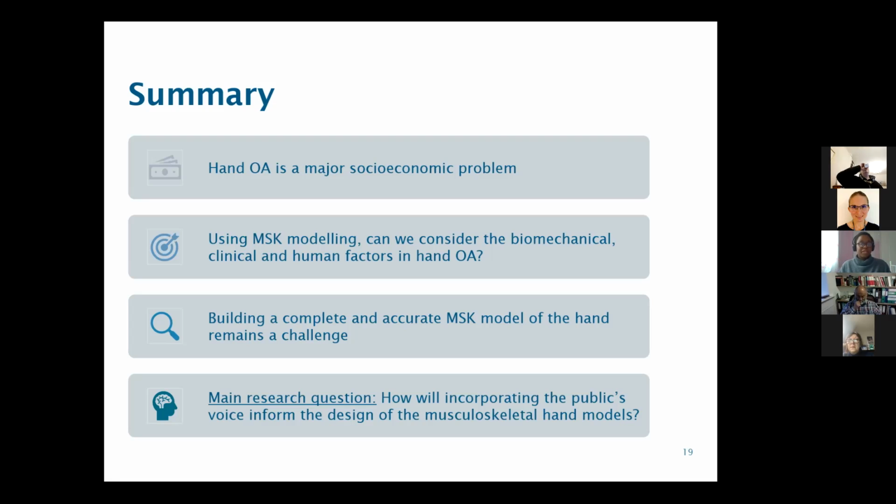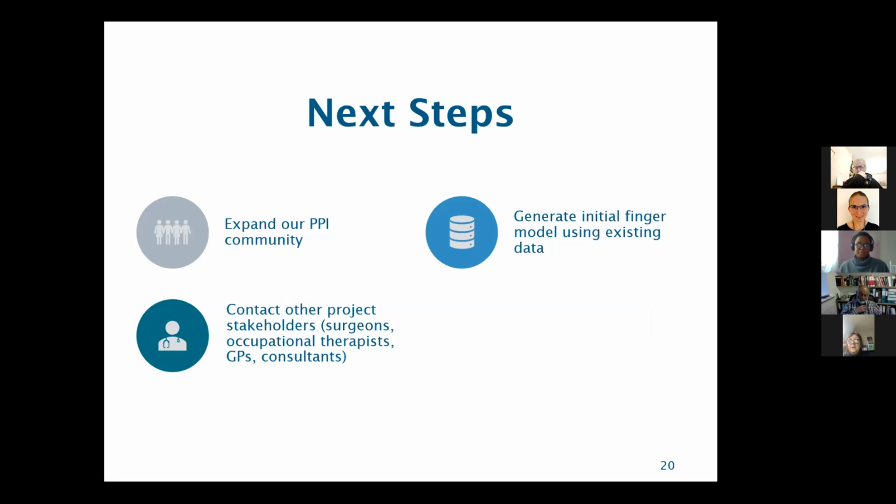Overall, my main research question is how will incorporating the public's voice inform the design of musculoskeletal hand models? My next steps are to expand our PPI community, to contact the other project stakeholders, our clinicians, our GPs, our consultants, and also to generate an initial finger model using existing data. I've discussed that the end goal hopes to be an MSK model of the whole hand, but currently in the first year, we're hoping to start small and then work our way up to a whole hand.